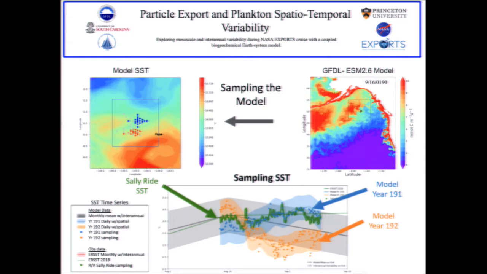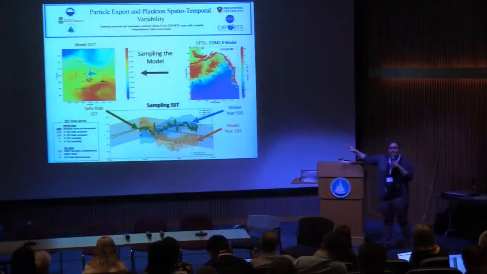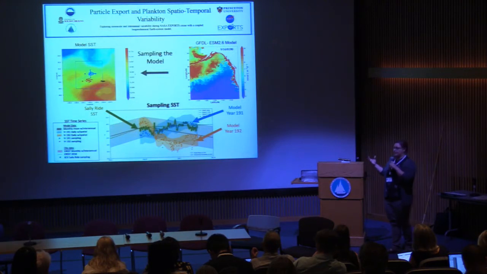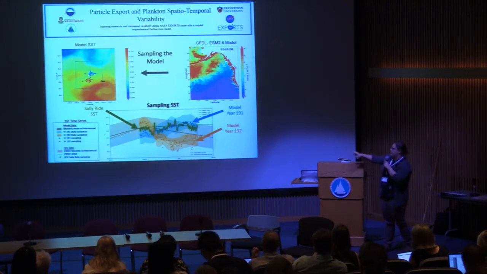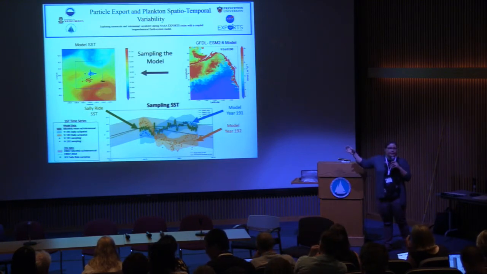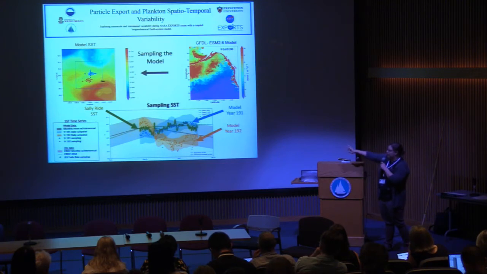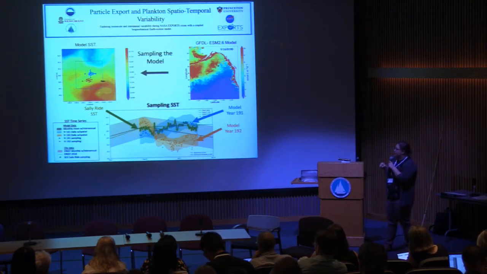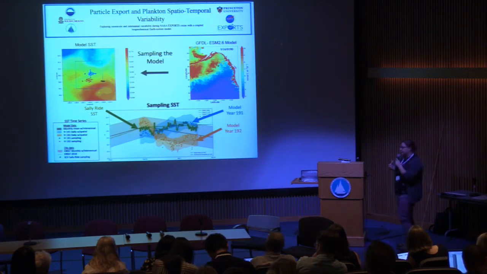But the gray is the model mean from the monthly data. And then we have 2 years of daily data, which are the orange and the blue. And then the green is the observational data. And this is SST as just a first look and to see what the model could do compared to what we were doing during the trip. And we do see similar levels of variability with the shading indicating spatial variability in the model. And then the green underway data from the Sally Ride, you do see that variability as well. It's of a similar magnitude.